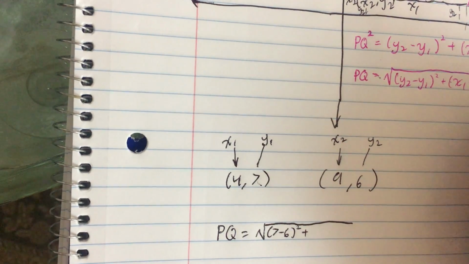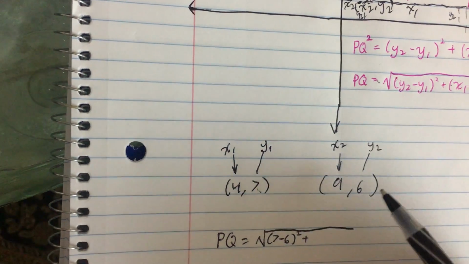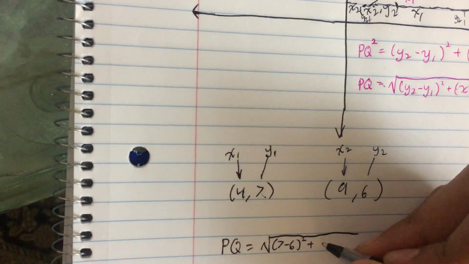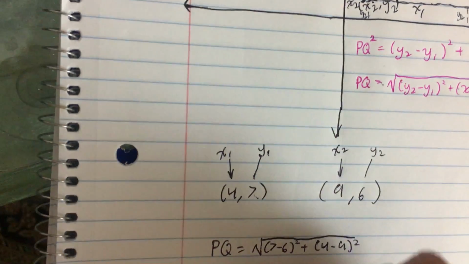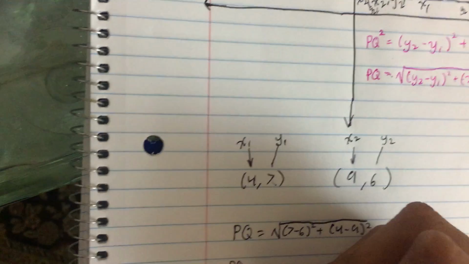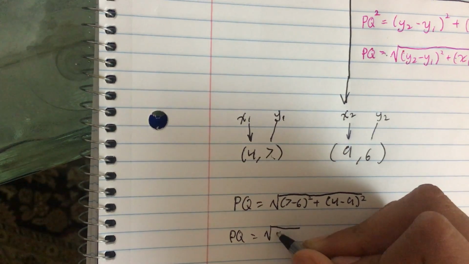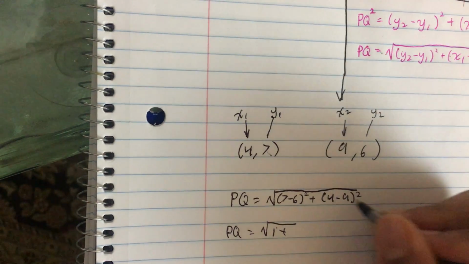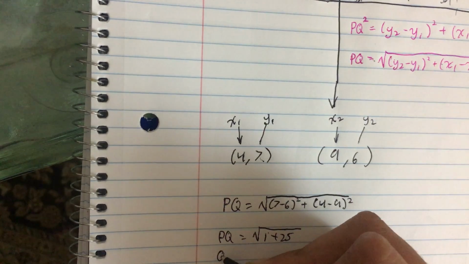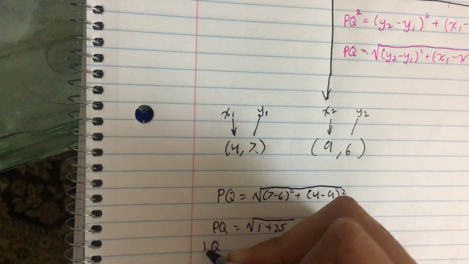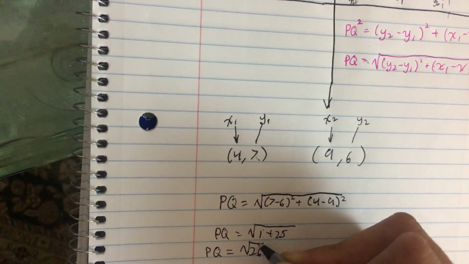x1 or x2 minus x1, so it'll be 4 minus 9 whole squared. Now if we continue and simplify this, PQ is equal to the square root of 1 plus 25, and at the end this is equal to the square root of 26.